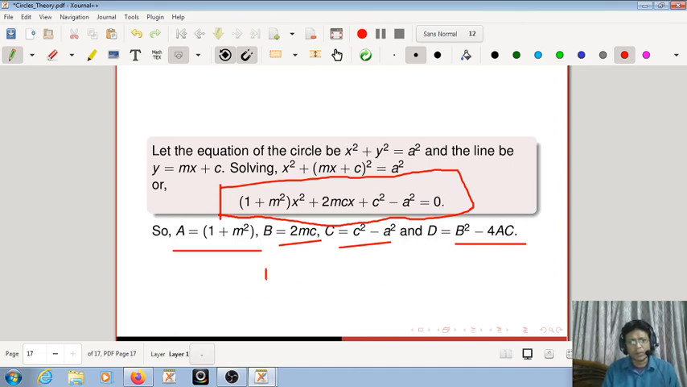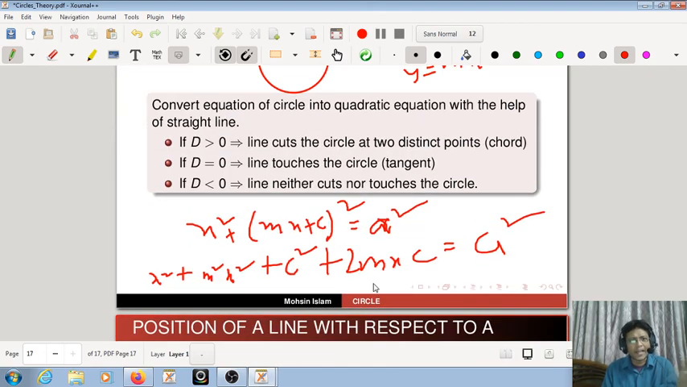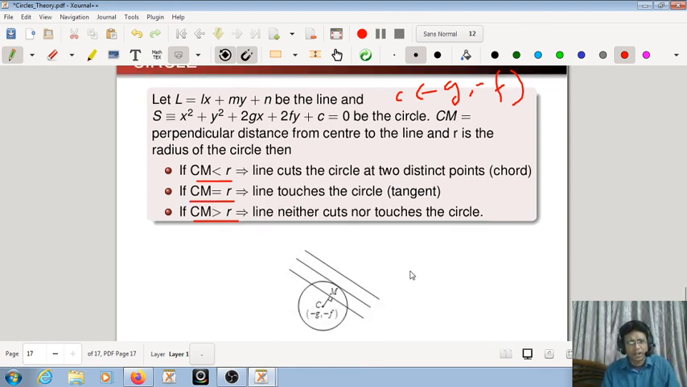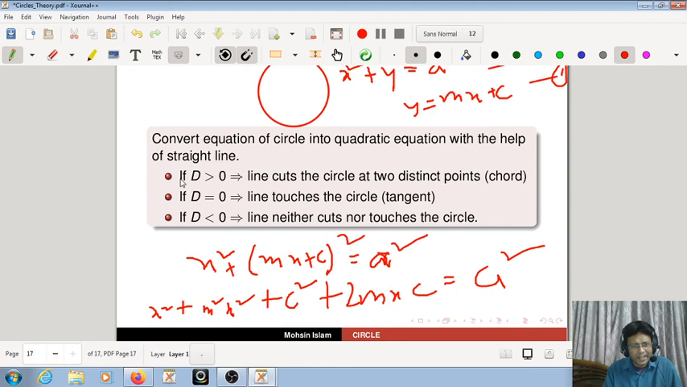So there will be three cases for the discriminant: D greater than 0, D equal to 0, and D less than 0. And you know from quadratic equations, if D is greater than 0, it must have two unequal roots, real and unequal. If D equals 0, it must have two real equal roots. If D is less than 0, two imaginary roots. These are the cases. So let me explain the previous thing, that is, touching the circle, chord of a circle, and neither touching the circle, in a different way.